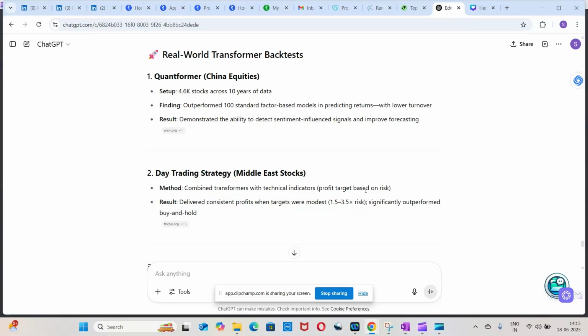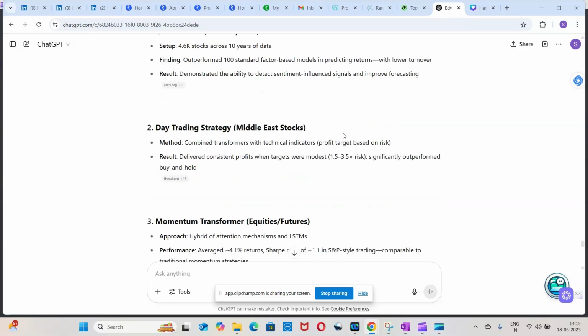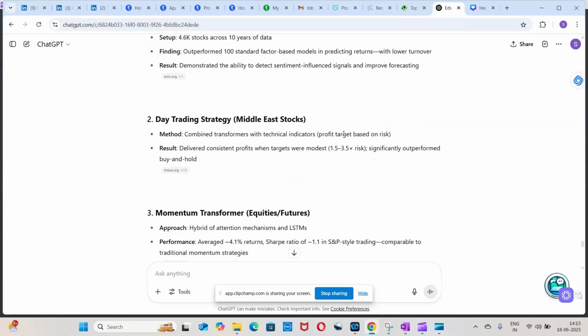Okay. The second is a day trading strategy on Middle East stocks. Here the method was a combination of transformers and technical indicators used in the backtesting, with the profit target based on the risk. The results of this backtest: it delivered consistent profits when targets were modest, like 1.5 or 3.5 times the risk, and it significantly outperformed the buy and hold strategy.